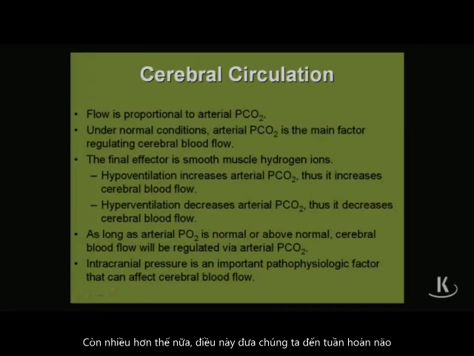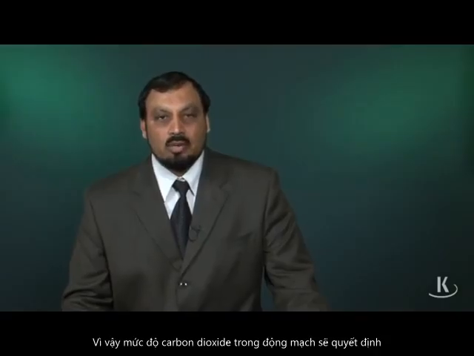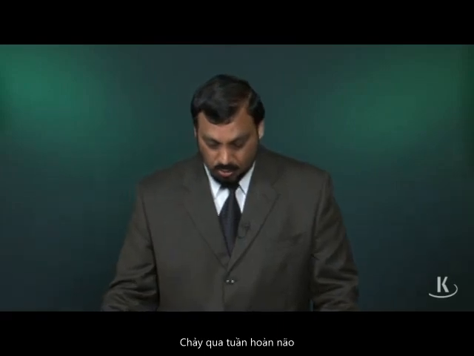Now, this brings us to cerebral circulation. When we talk about cerebral circulation, again, principle. First thing, can you recall for me what is responsible for controlling flow through the cerebral circulation? Answer? That's right, arterial carbon dioxide. So the level of arterial carbon dioxide will determine flow through the cerebral circulation.